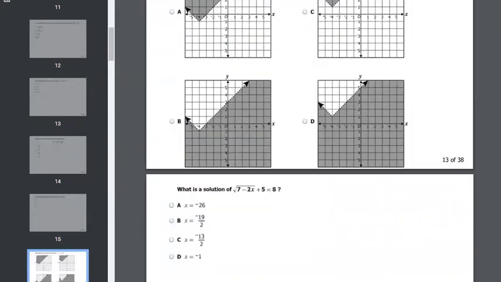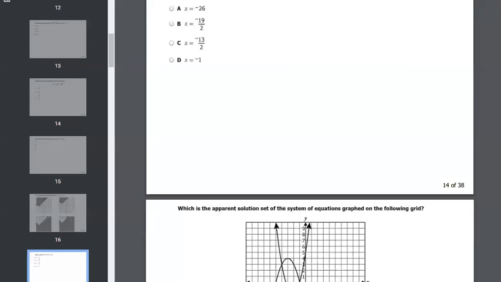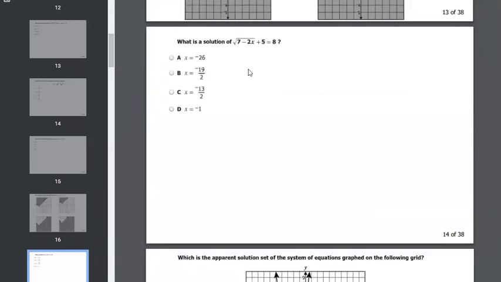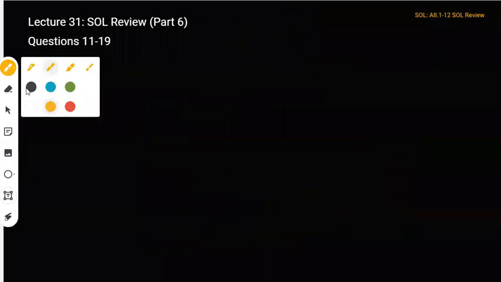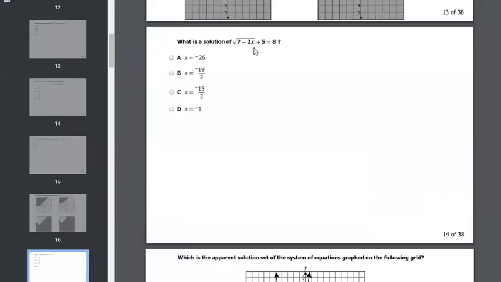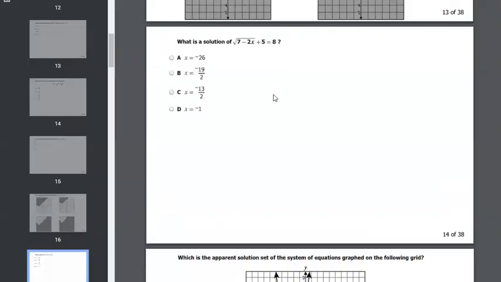Okay, let's try the next one. Whoops. Number 14. So 14 says square root of 7 minus 2x. That's my square root. And then plus 5 on the outside equals 8.